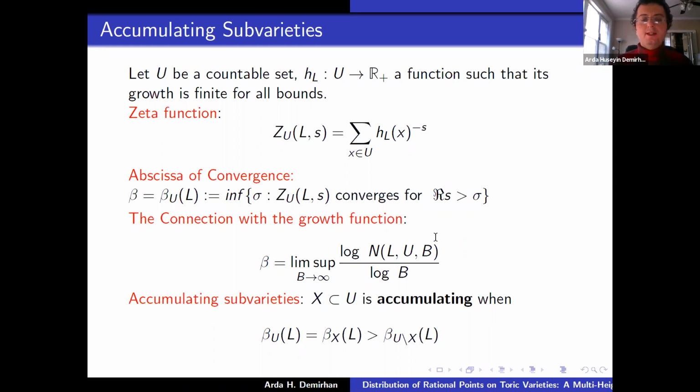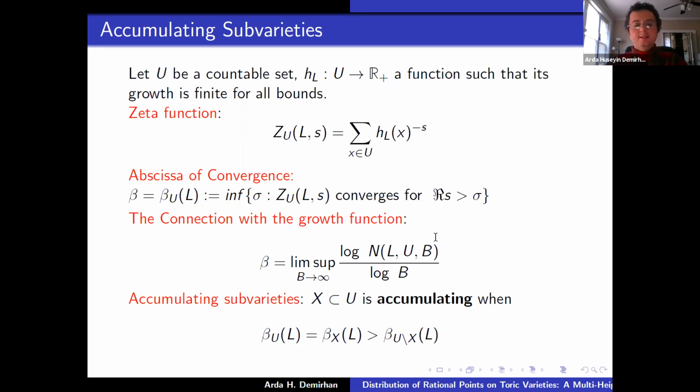And now we can define what an accumulating subvariety is. A subset X of U is accumulating when the abscissa of convergence for U is equal to that of X, beta UL is equal to beta XL. But the more important thing is maybe we ask for this to be bigger than in the complement. So this is bigger than beta of the complement of X in U, L. So that roughly means that we push the abscissa of convergence down after deleting it.